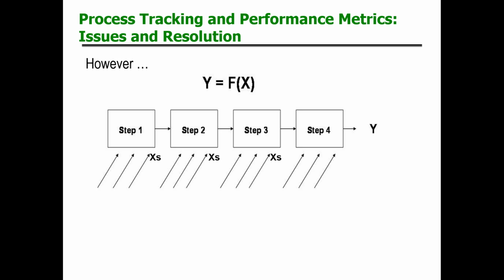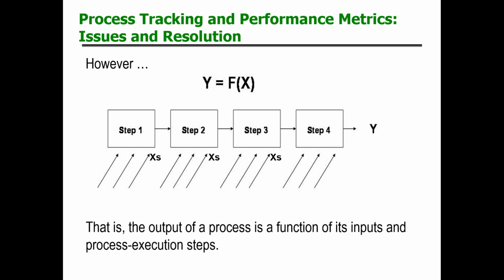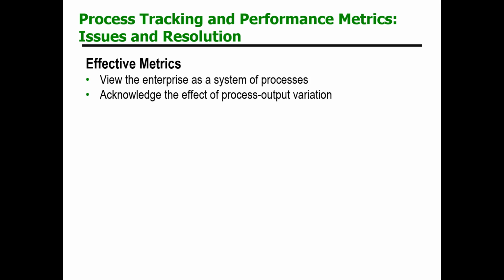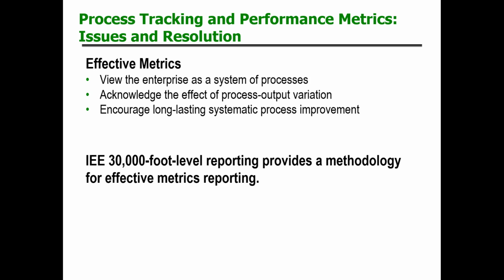However, Y is a function of X. That is, the output of a process is a function of its inputs and process execution steps. Effective metrics view the enterprise as a system of processes, acknowledge the effect of process output variation, and encourage long-lasting systematic process improvement. 30,000 foot level reporting provides a methodology for effective metrics reporting.